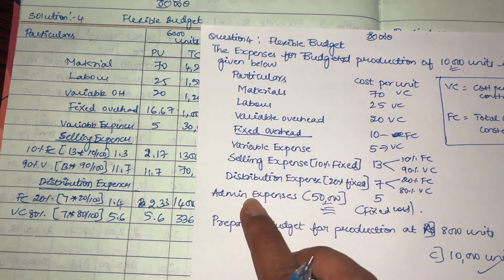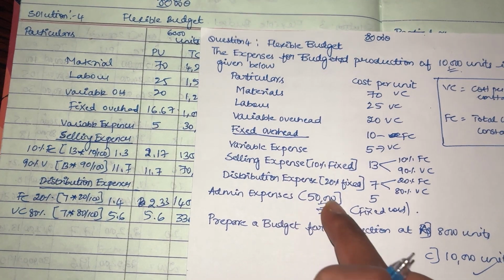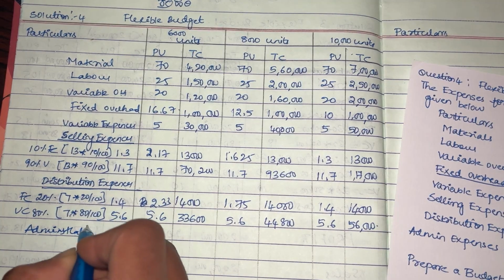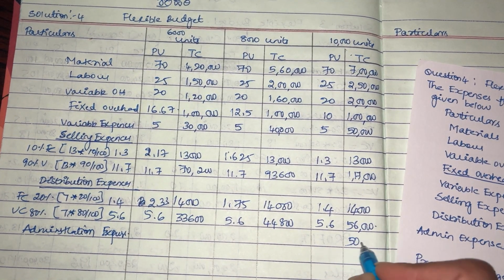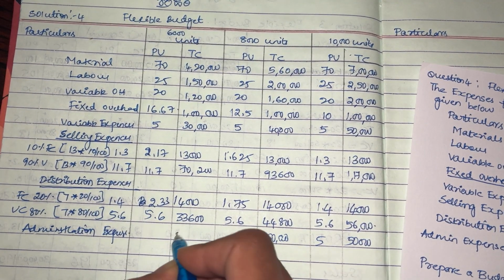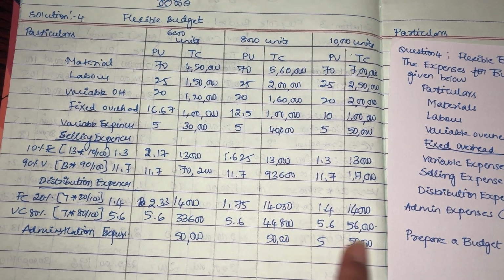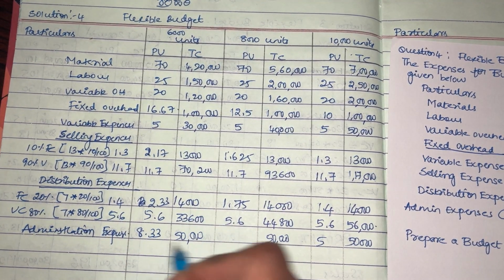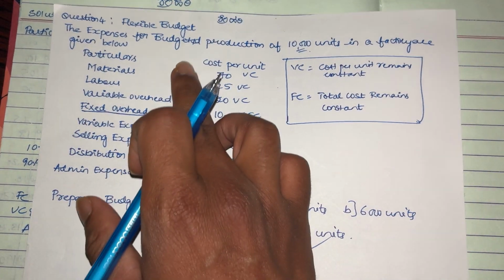Next we have administration expenses, which is 5 rupees, which is fixed already. 50,000 is fixed. So we will write administration expenses, which is 50,000. 50,000 divided by 10 is this. So this is also fixed. In the fixed cost, total cost will remain constant. Now this will come to 8.33, 6.25. Now we have done the full treatment of all the items.